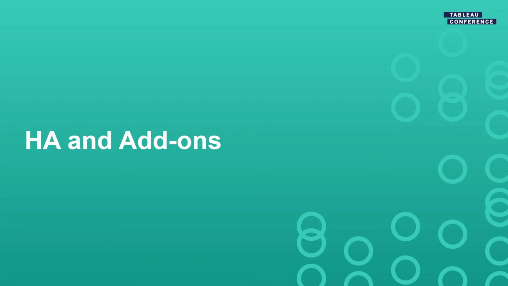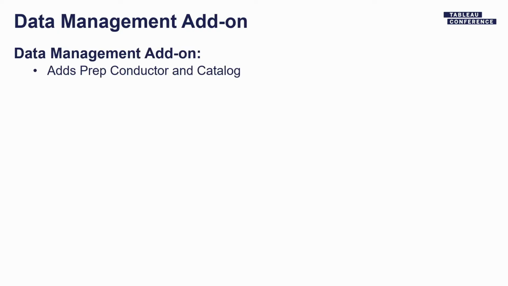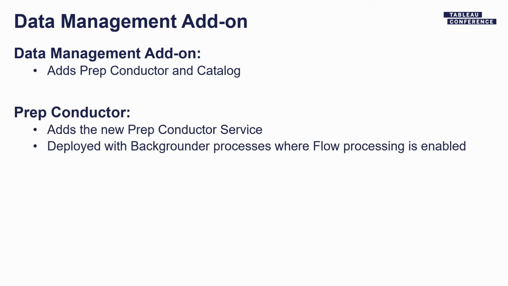We've added some specialized capability in the form of add-ons, which you may have heard about. There's the data management add-on and the server management add-on. So we'll take a quick look at those. With the data management add-on, it adds prep conductor and catalog. Prep conductor adds a new service, the prep conductor service, and this gets deployed wherever there's a backgrounder with flow processing enabled.